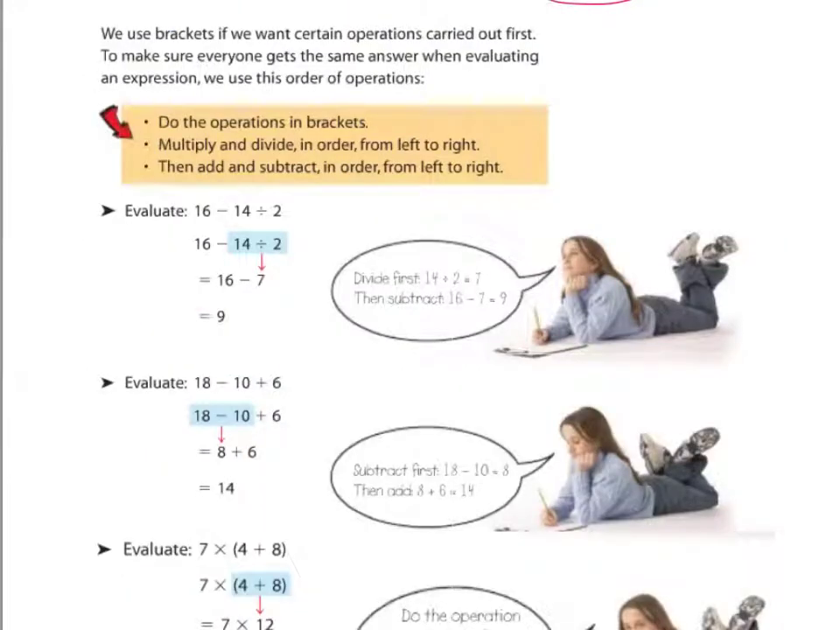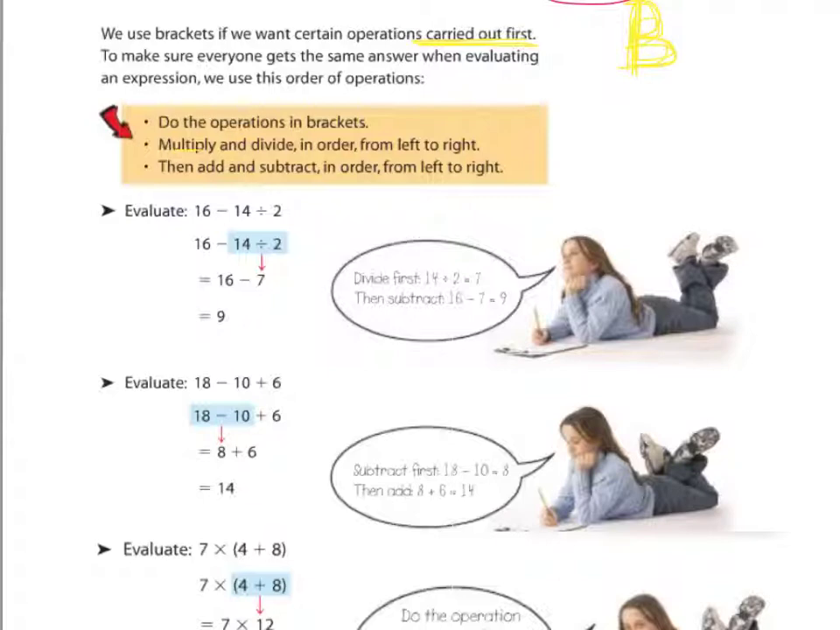Sometimes in an equation we will have brackets. Okay, brackets are around an operation that needs to be carried out first. So if it needs to be done first, it is in brackets. Okay, sometimes also called parentheses. So brackets is our very first thing that we have to do.